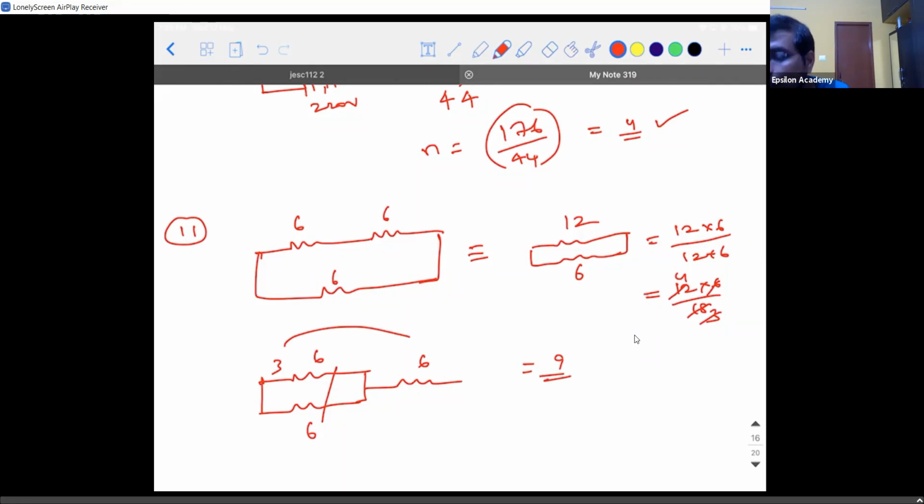So to get 9 ohm, 2 six-ohm resistors should be connected in parallel and that should be connected in series with the third. Similarly, if you want 4 ohm, what are we supposed to do? Put 2 resistors in series and the series combination in parallel to the next 6 ohm resistor. Okay, this is a good problem.